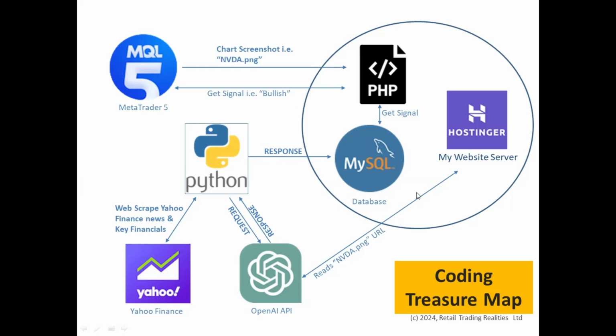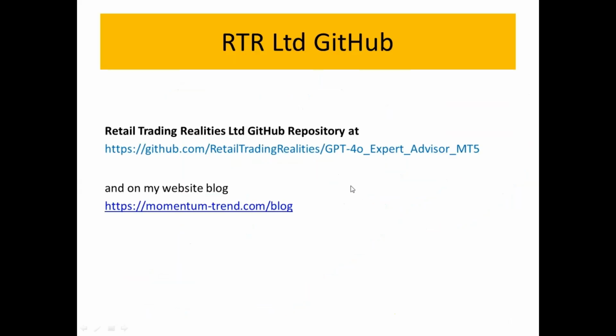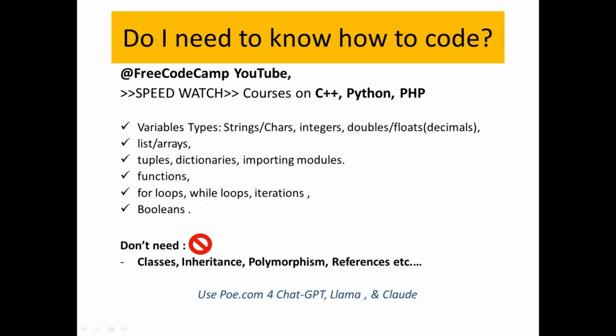This is a code along. However, I have provided all working code on the Retail Trading Realities GitHub, so you can find it here, and also on my website blog, momentumtrend.com/blog. So I'm not going to bore you through every line of code. I'm keeping this course as essential as possible, and I'll explain the code in day-to-day language. I will show you where you should replace my credentials and directory paths with your own.